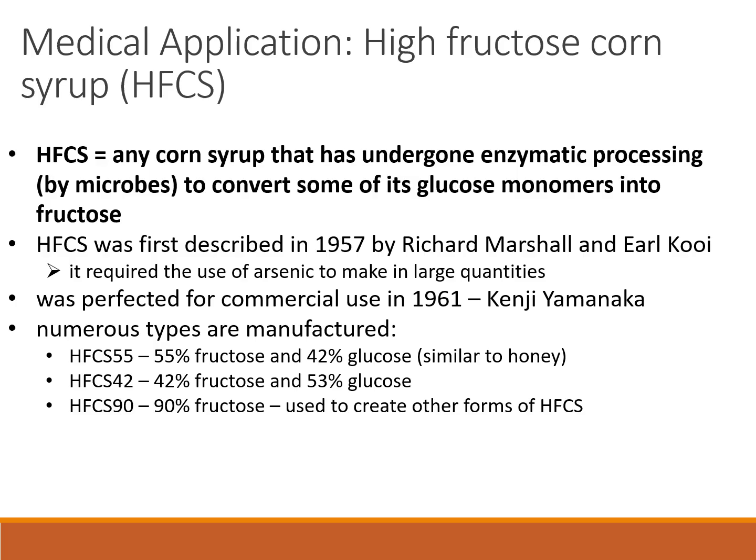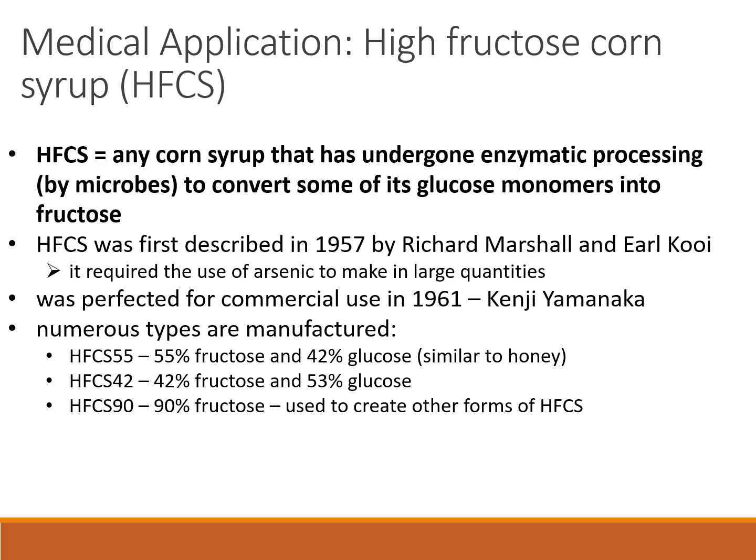It's called high fructose corn syrup. High fructose corn syrup is any corn syrup that has undergone enzymatic processing by bacteria to convert some of the glucose monomers in the polysaccharide into fructose. The reason this is done is that fructose is a sweeter monosaccharide in comparison to glucose. So high fructose corn syrup tends to be sweeter than regular corn syrup.